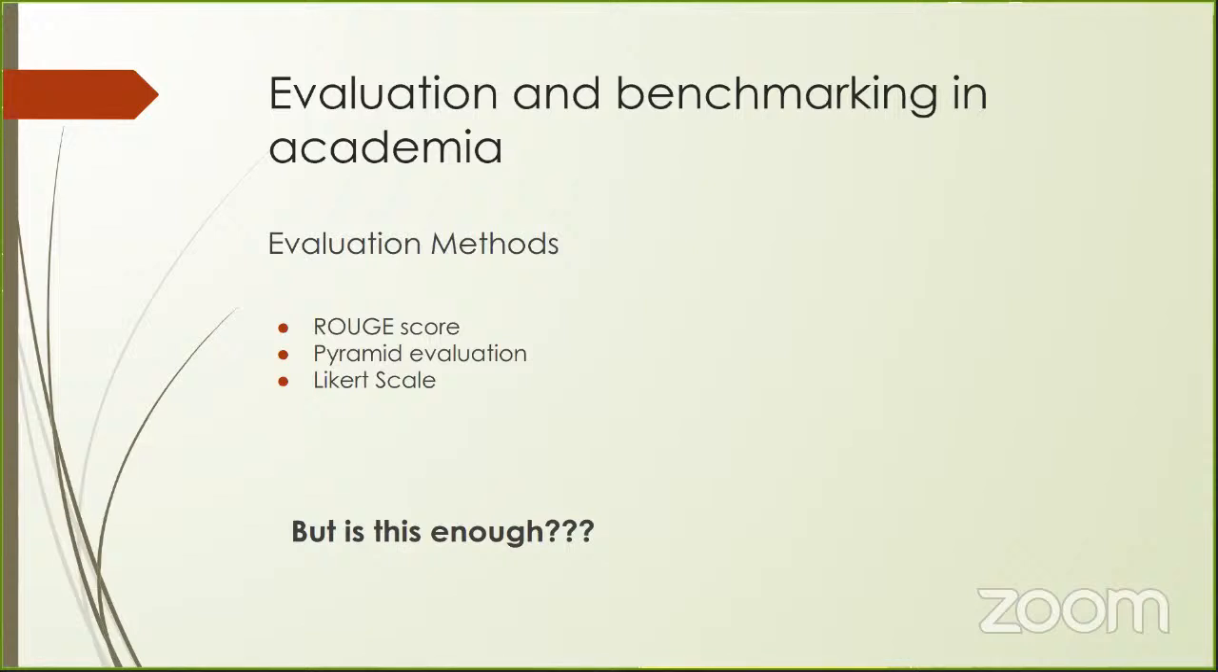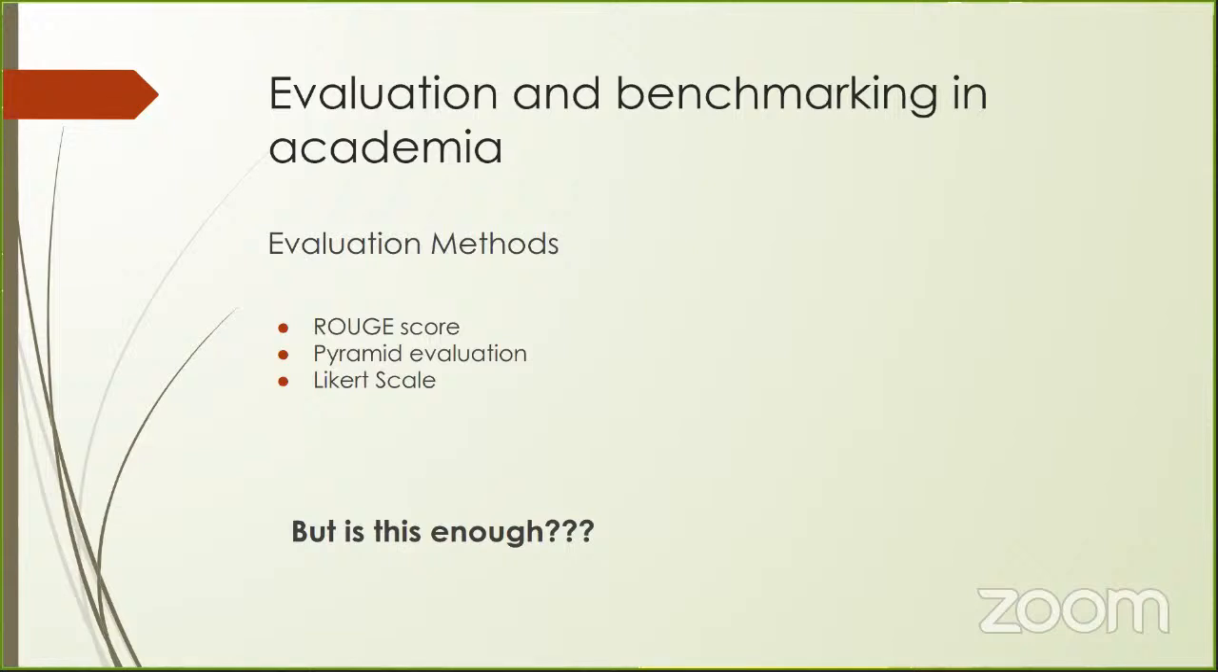But it's really difficult to work with pyramid evaluation, because where will you get 4 or n different summaries for the same set of documents? It's difficult to even get 1 summary. So pyramid evaluation is usually helpful only on smaller datasets like DUC or TAC, but it wouldn't work with datasets like CNN or Daily Mail, where you have only 1 handwritten summary. And Likert scale is again humans ranking summaries on a scale of 1 to 5. That's what Likert scale is.